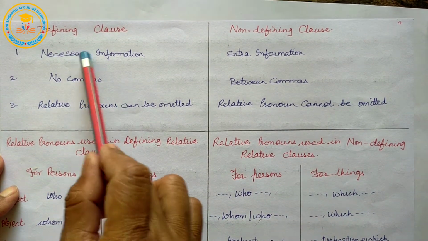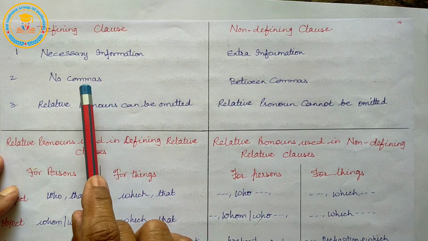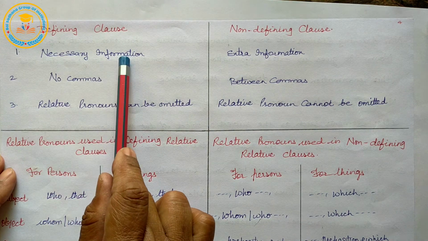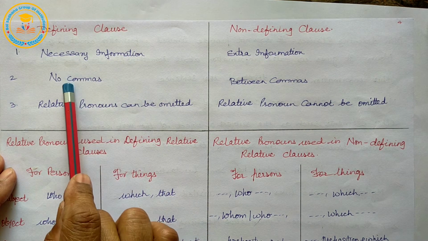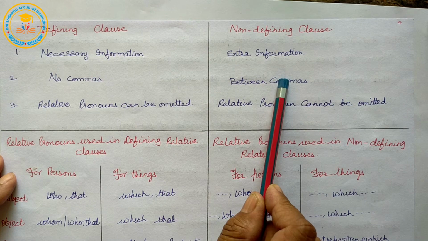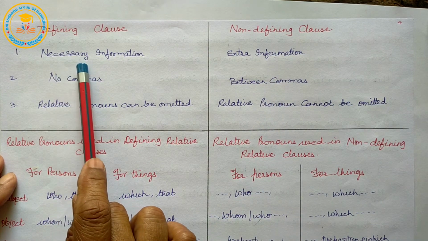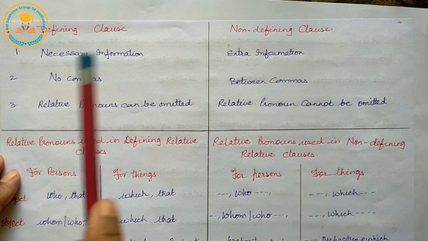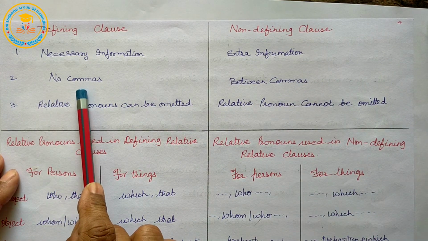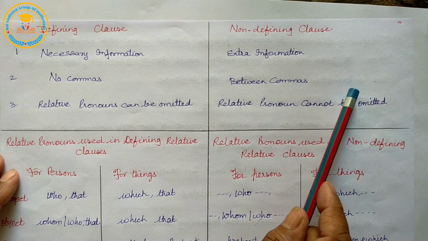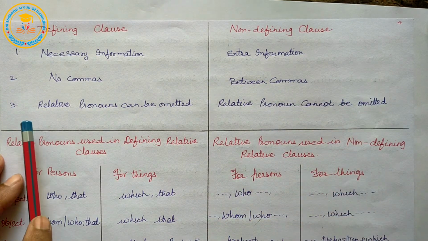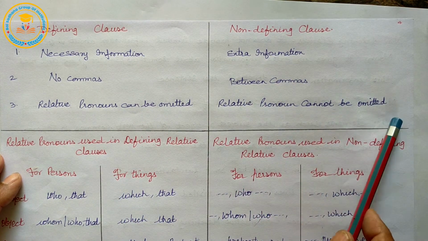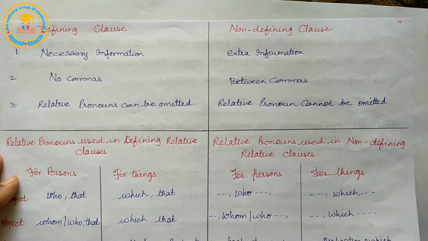So, have a quick glance over the difference between defining clause and non-defining clause to keep in mind the key points of defining clauses and non-defining clauses. So, a defining clause gives necessary information, non-defining clauses give extra information. No commas are used in a defining clause. Commas, or statements between commas, are used in a non-defining clause. Relative pronouns can be omitted in a defining clause. Relative pronouns cannot be omitted in non-defining clauses.